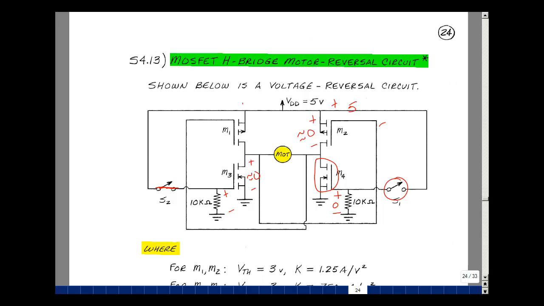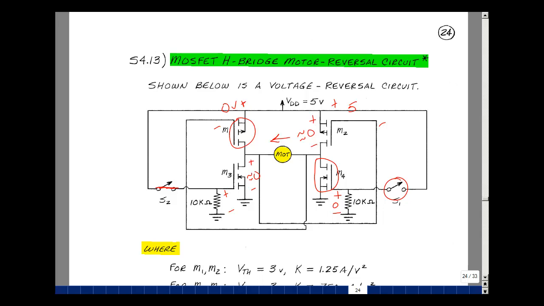Let's find the source to gate voltage here. So the source is 5. The gate is hooked up to here, and this is back to 5 volts. It's going to be 5 minus 5, roughly 0 volts. I'm going to cut off this transistor. And now I have a path for current. Current could flow through here, back around. I have to check that those assumptions are correct. But if it is, then the current's going through the motor in the opposite direction, and the motor's going to spin in the opposite direction of what we did in our first part of the problem.